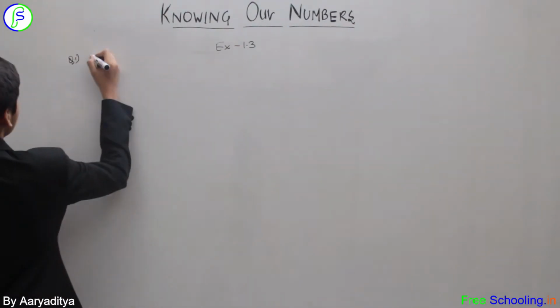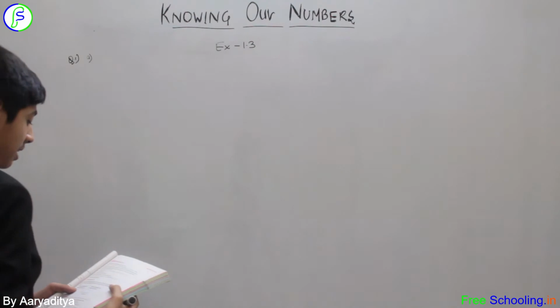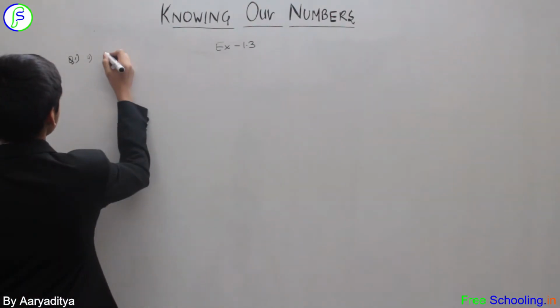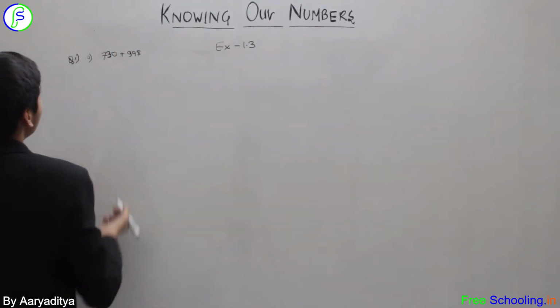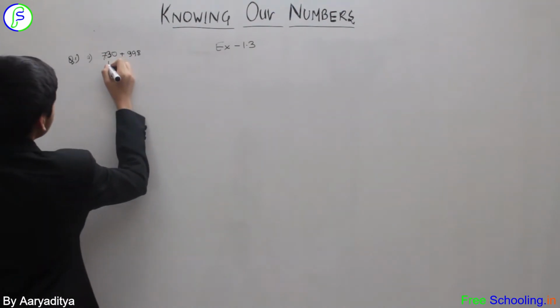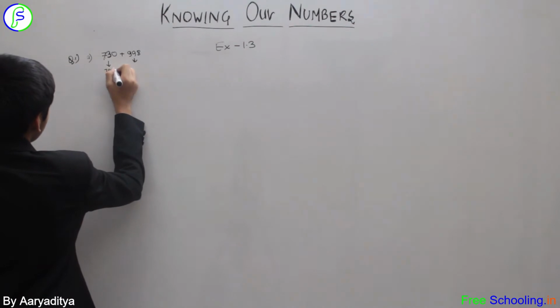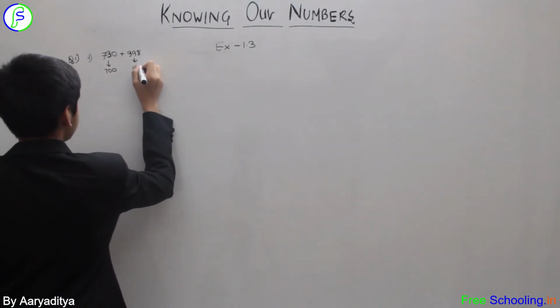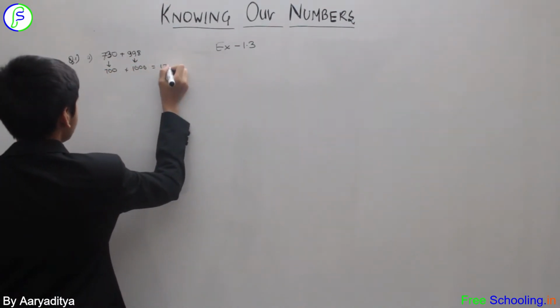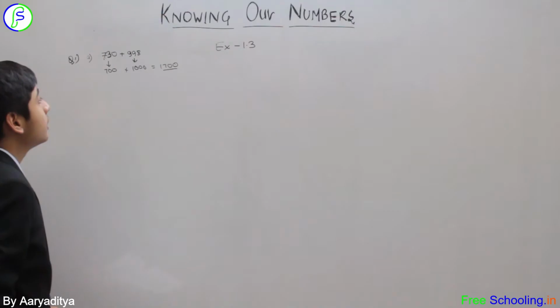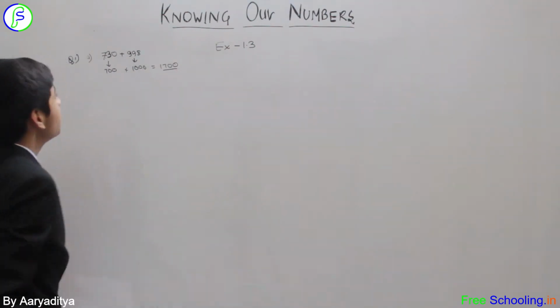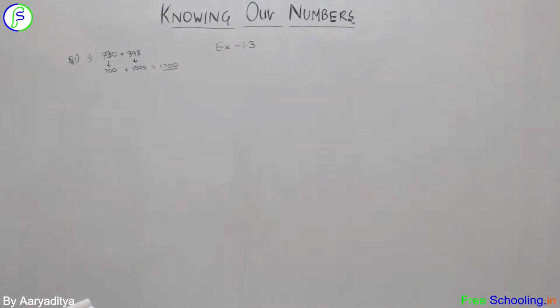Okay, so in A part we have been given 730 plus 998. Basic rule, we just need to estimate these to the nearest 100. 730 estimated is 700 and 998 estimated, we got 1000. Adding these both, what do we get? 1700. So this is the result that we get by estimating each individual number and then adding them up.